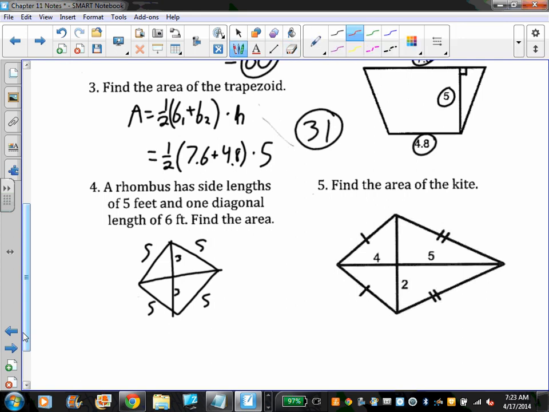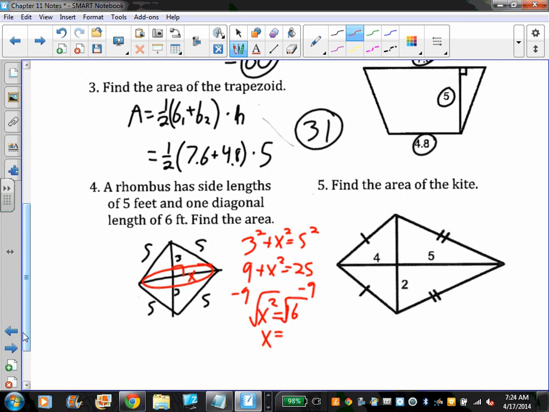An important property to remember for rhombi at this point is that we have perpendicular lines happening where the diagonals meet, which means we have right angles, which means we can use Pythagorean theorem to help us find the length of the missing diagonal. If we want to find half of that diagonal's length, we can do 3 squared plus x squared equals 5 squared. 9 plus x squared equals 25. Subtract 9 from both sides, and we get x squared equals 16. Square root of both of those gives us that x equals 4. And if half of it is 4, then that whole diagonal has a length of 8.